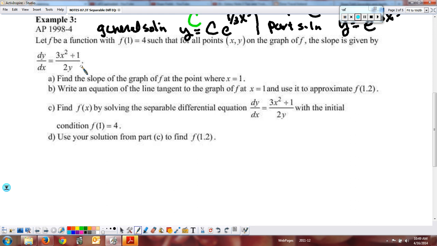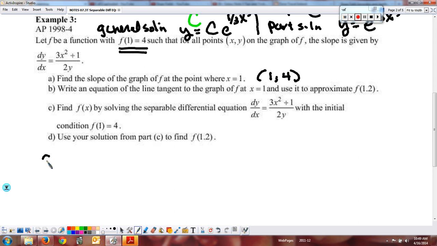All right, let's take a look at another AP example. So I'm giving you a function with an initial condition, and the slope is given by this. And I want to find the slope of the graph at the point where x equals 1. Well, notice that in order to find this, I have to know y. So you might go ahead and calculate, oh, look, f of 1 equals 4. So when x is 1, we're basically looking at the point 1, 4.